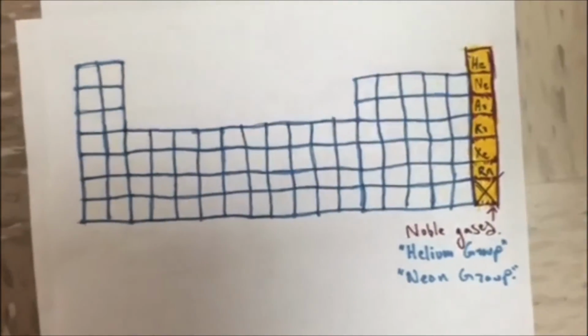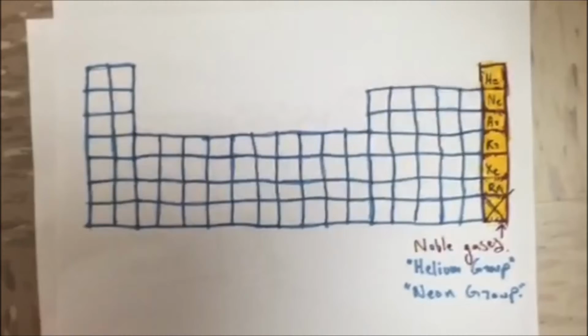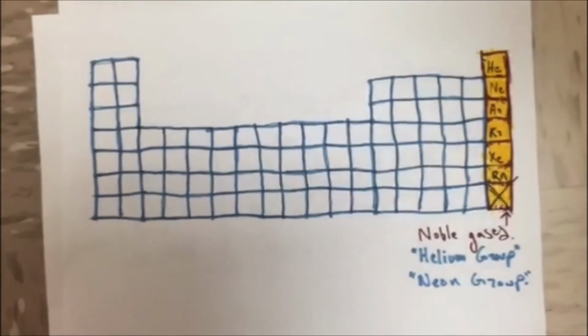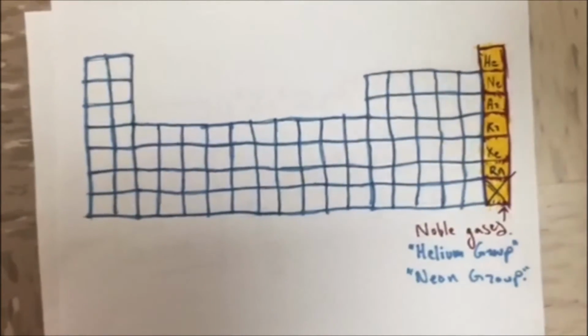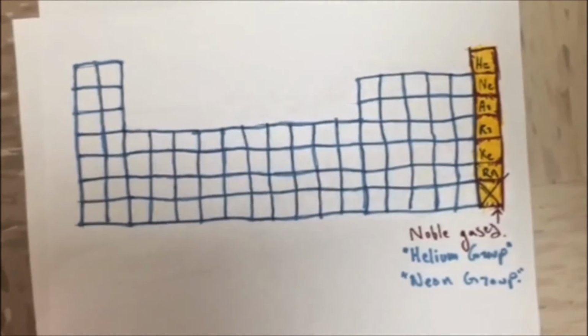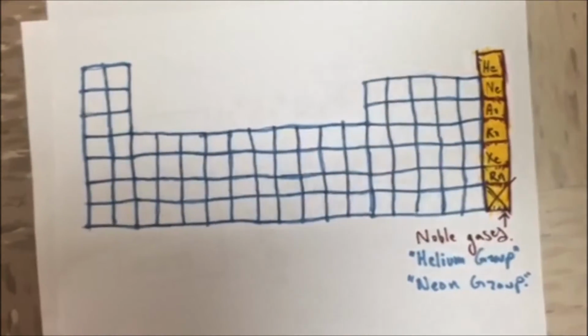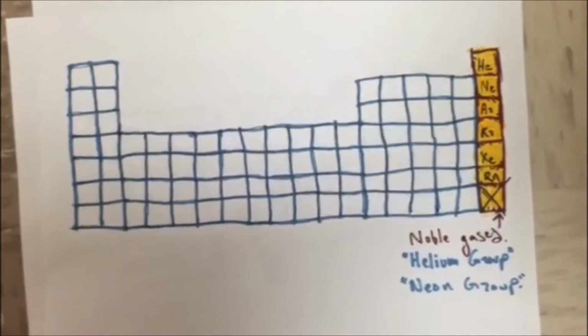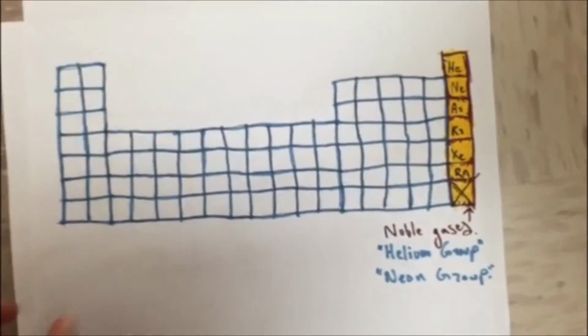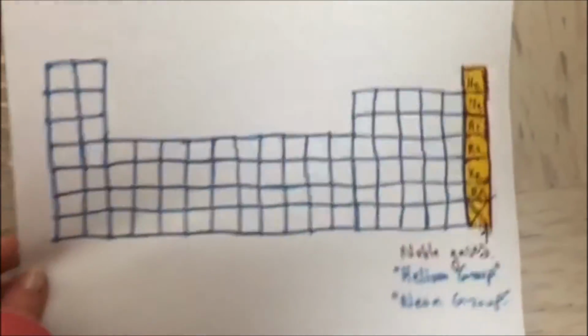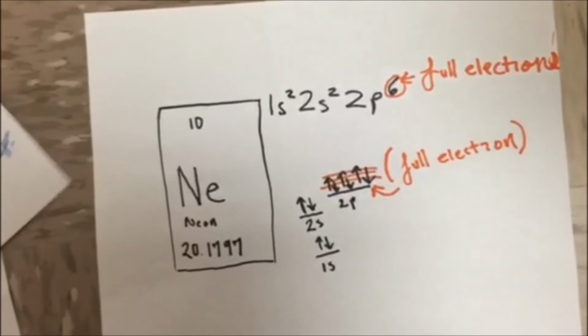This group of gases are called the noble gases. They are also called the helium group or the neon group. They are in the 18th column of the periodic table. There are 6 elements, and all of their last valence electrons are in the 18th column.